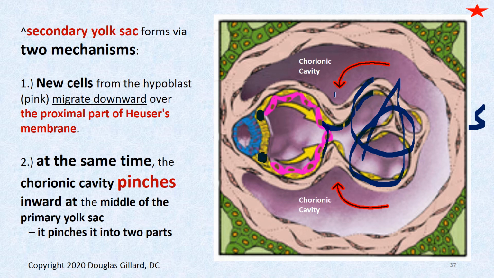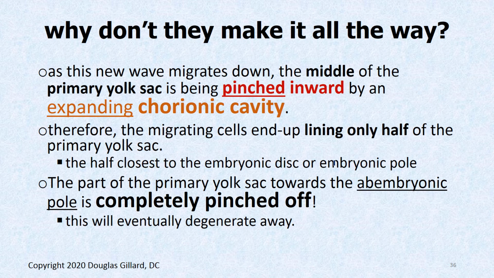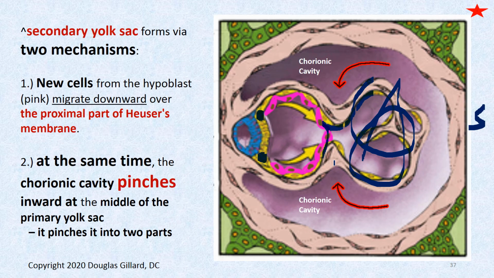Right, so that's kind of the story there. What makes the chorionic cavity pinch this off? We have no idea. We don't have any genes. We just know what happens, and we just don't know what it is yet.